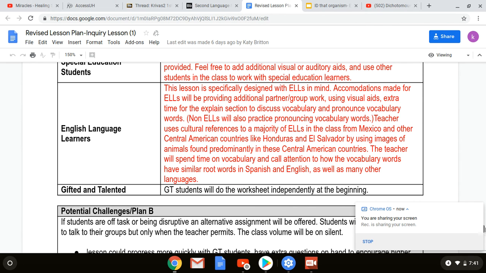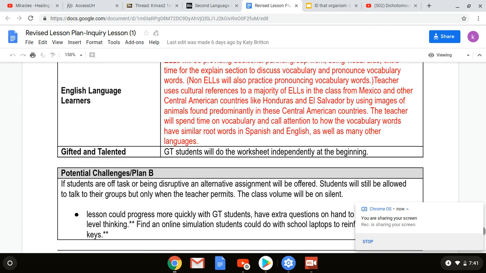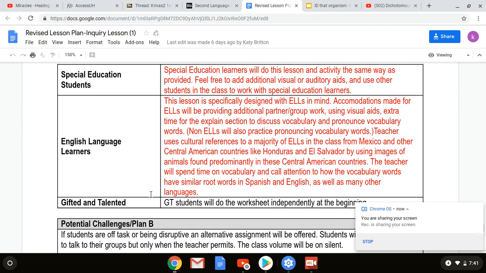Overall, I really love your lesson. I think it's a wonderful lesson. I like how you put all these things in for your ELA students, with the vocabulary and their background knowledge with animals from their countries and everything. It's a really good lesson, and I have no doubt that your students are going to love your lesson.